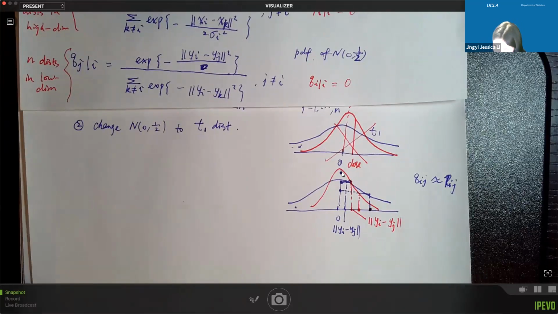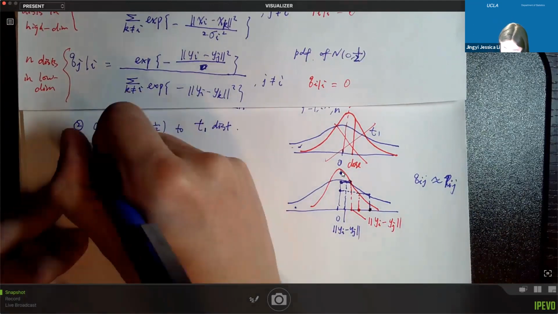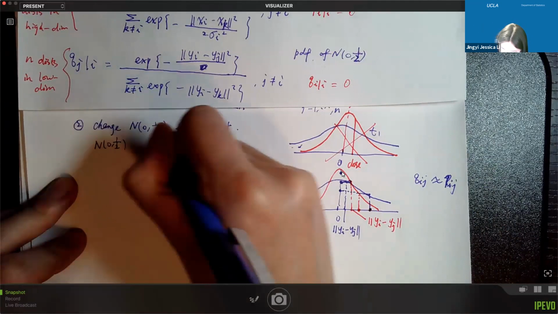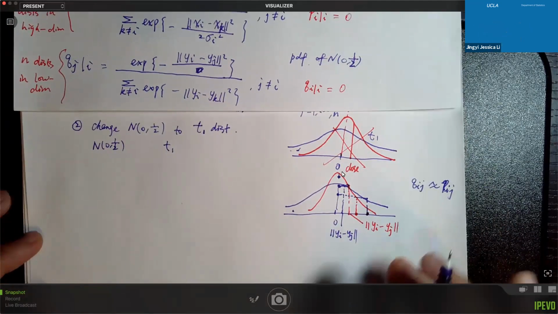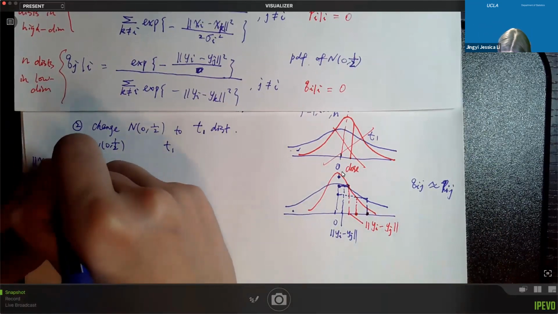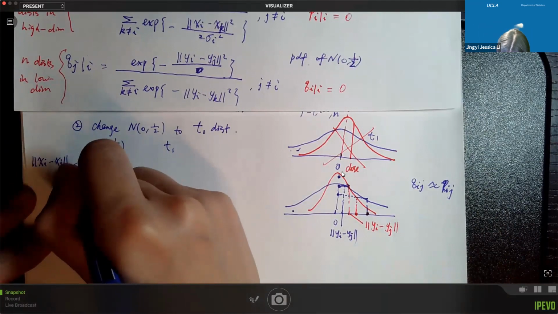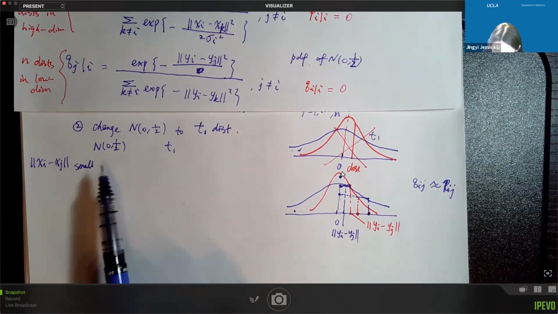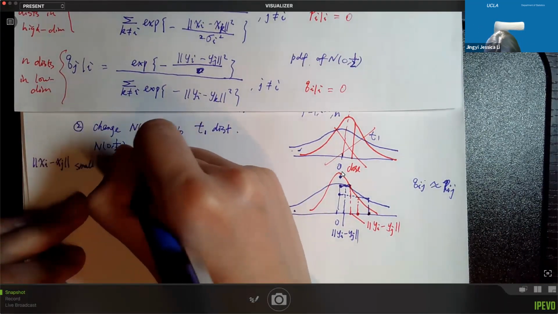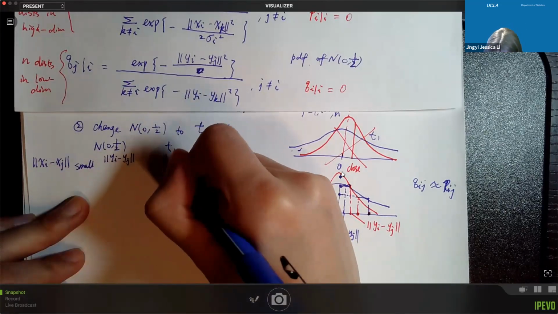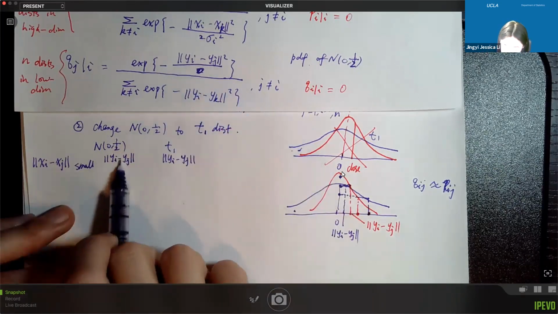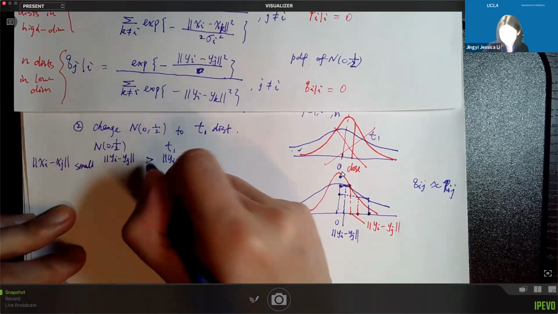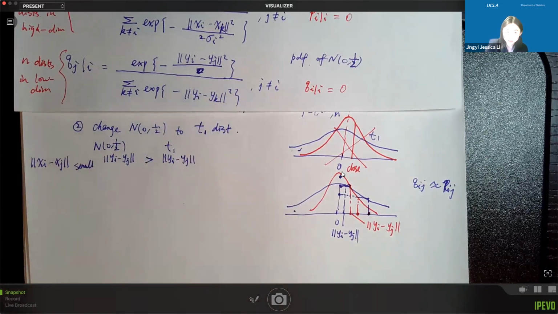Okay, so let me just summarize what I said. Compared to the normal distribution, probably I just put it here as T1. I can say when xi minus xj is small, by small I mean that in the high dimension, xi and xj are close to each other, then using T1, I'm going to get a smaller distance in the low dimension than using the normal.